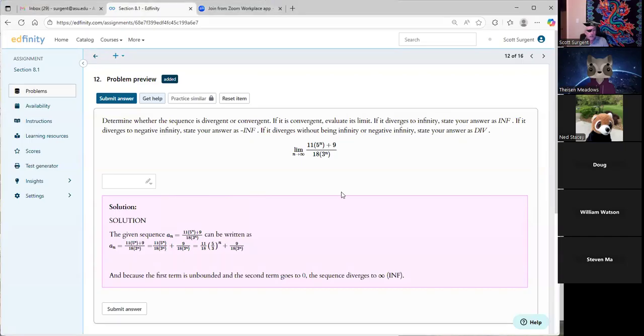So determine whether the sequence is divergent or convergent. If it's convergent, evaluate the limit. If it diverges to infinity, write INF. Negative infinity, write negative INF. Or if it wobbles, just write DIV.